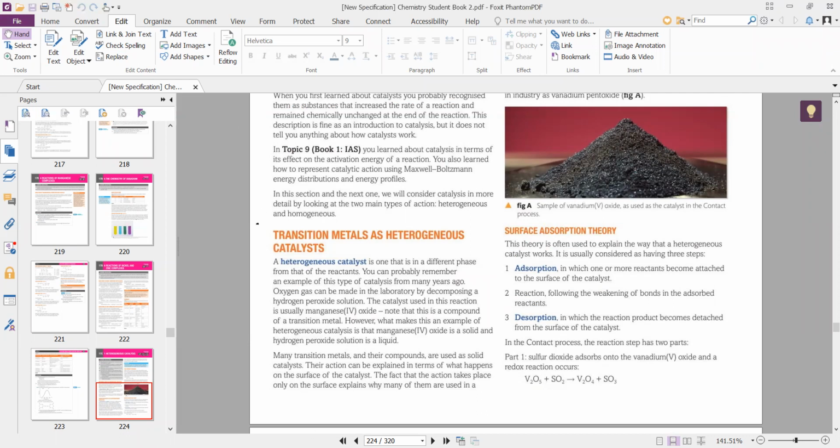This is known as surface adsorption theory. Adsorption, A-D. So the action of heterogeneous catalyst can be explained using the surface adsorption theory. There's a nice diagram for that.